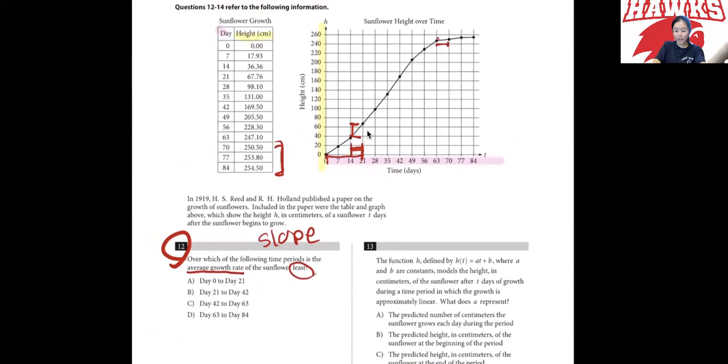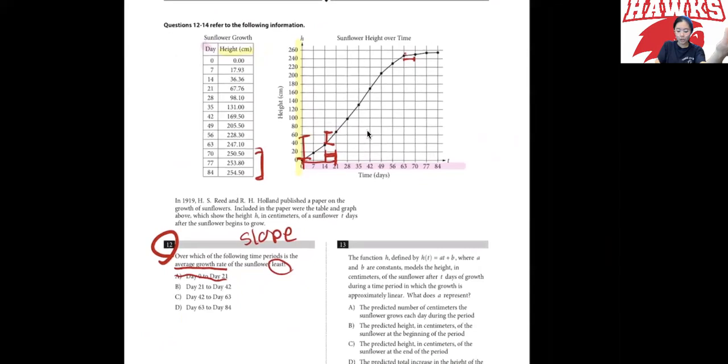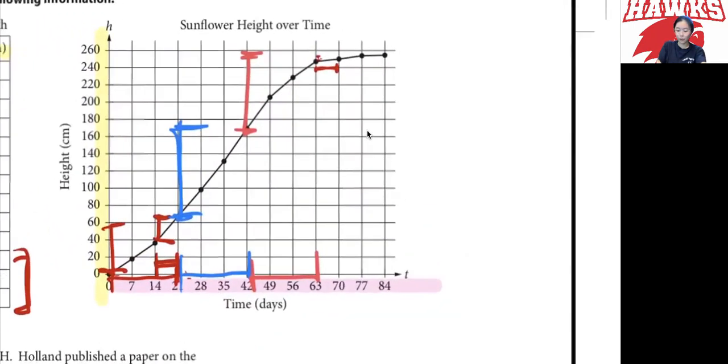So these 21 days, it's growing by this much. So no, that's a lot. 21 to 42. It's changing by that much and changing by this much. So yeah, that's a lot. So no. Next, 42 to 63. It's changing by that much, and it's changing by this much. That's a lot. Well, we're left with D, which is going to be the answer, 63 to 84.